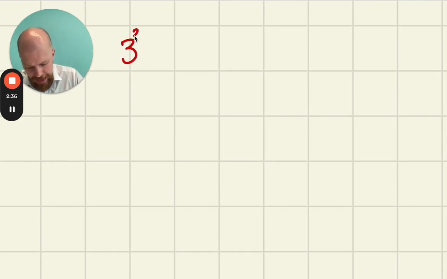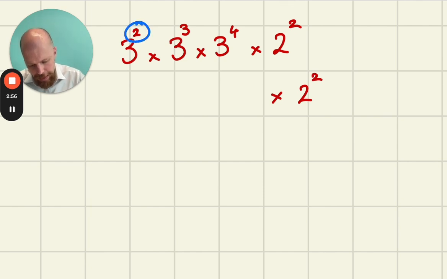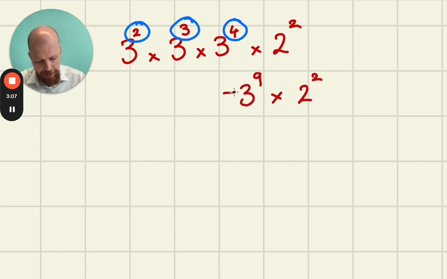Let's have another example where the bases are the same. Let's say we had 3 squared times 3 cubed times 3 to the power 4 times 2 squared. Well, I can look at the bits that have the 3s as the base and just forget about the 2s. So the 2 squared is just going to stay. We can't do anything with it. But I can add the powers together as long as the bases are the same. 2 plus 3 plus 4 is 9. So I can write this as 3 to the power 9, and that'll be my final answer. So just remember, when you're multiplying powers, you add them as long as the bases are the same. If the bases aren't the same, you can't do anything.